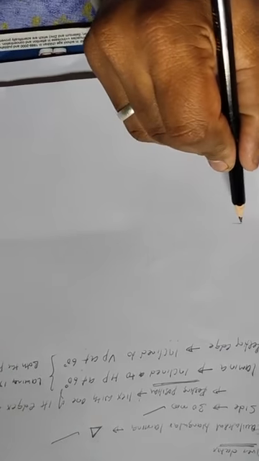Is it right? Now we'll see how it looks on the sheet of paper. Now first draw a horizontal line.